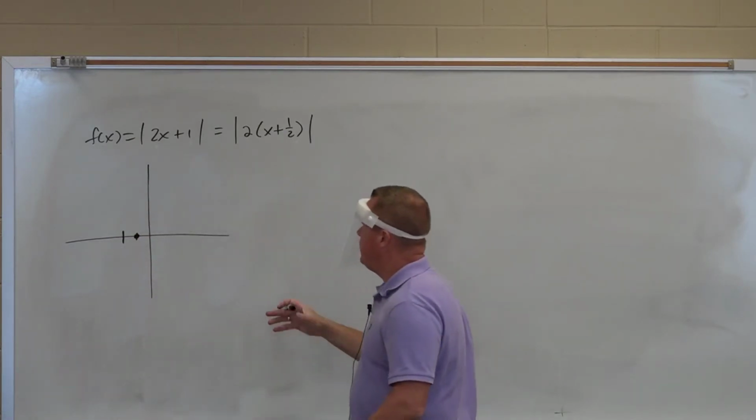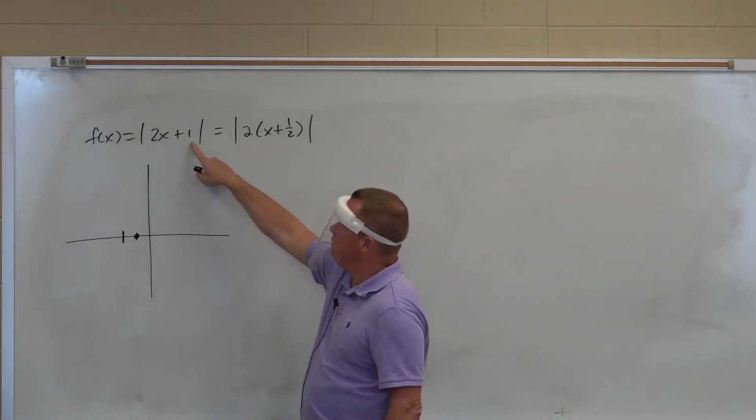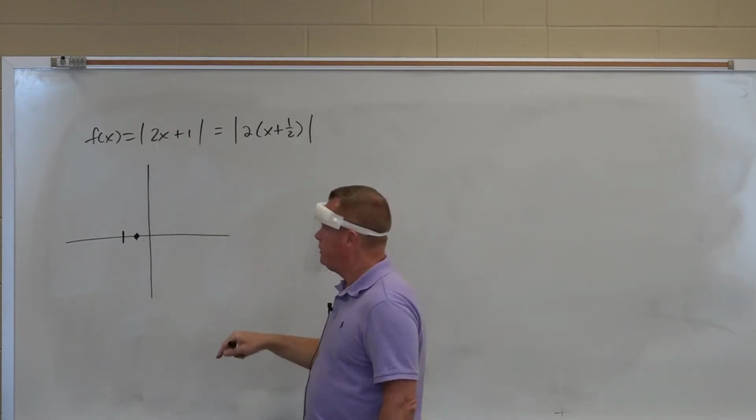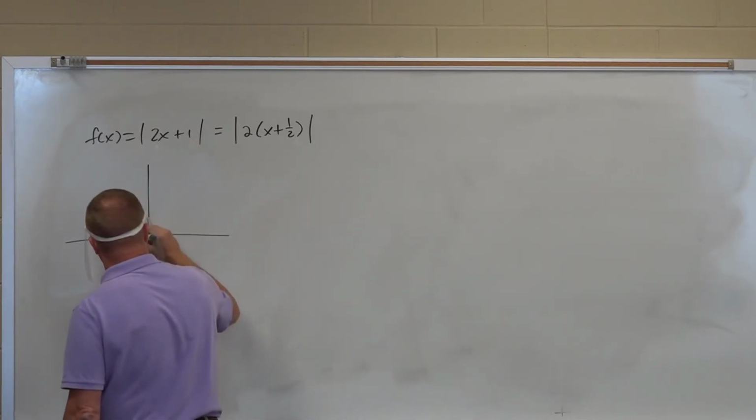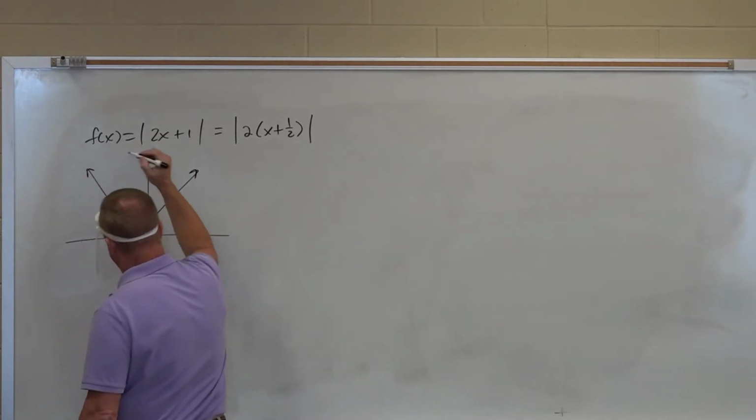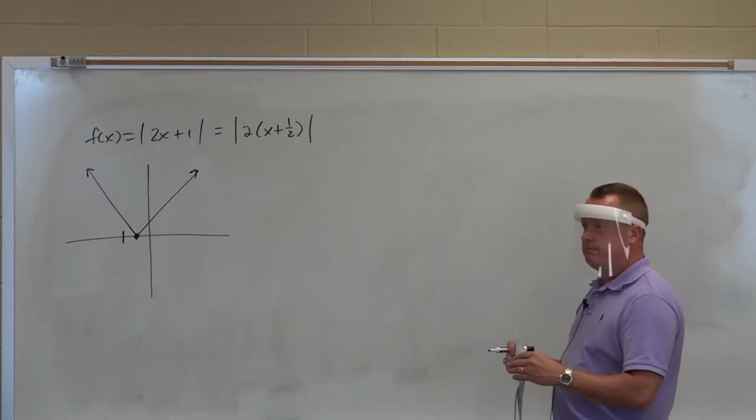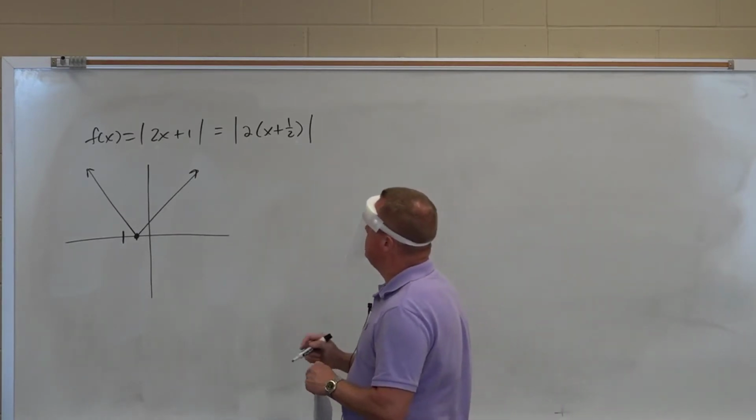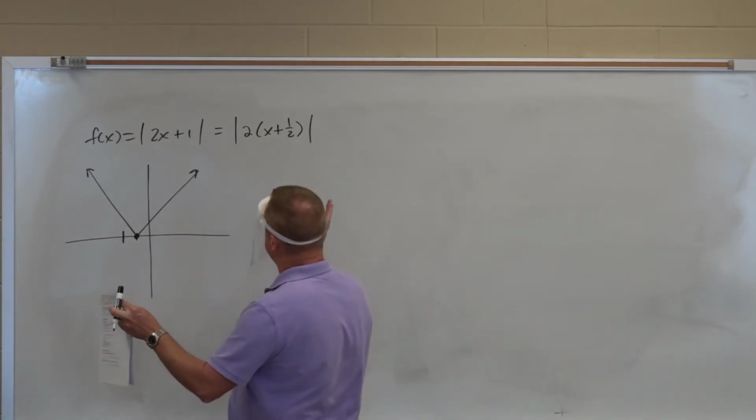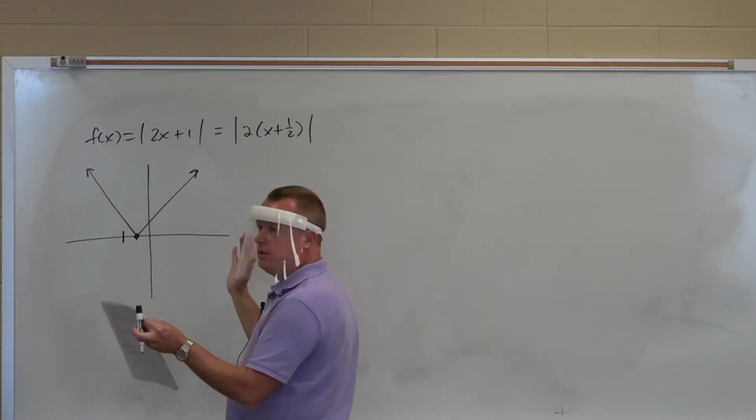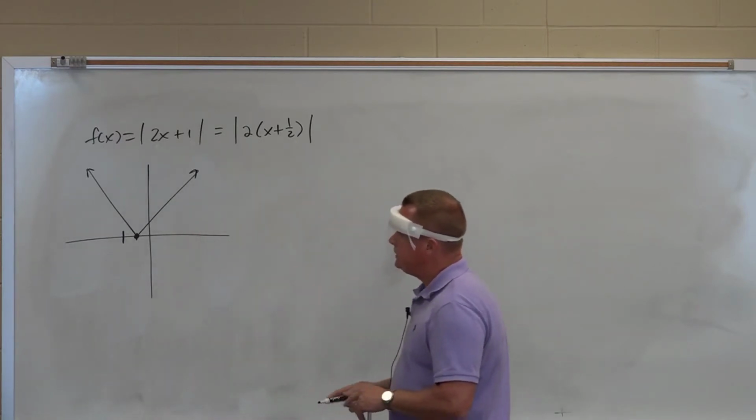Now, another way to do that: if you just set 2x plus 1 equal to 0, that'll tell you where the vertex is, either way. So it should just go, nothing else really matters. It should go up like that. That stretches the graph. It's going to affect your x's, so it's going to stretch it a bit.